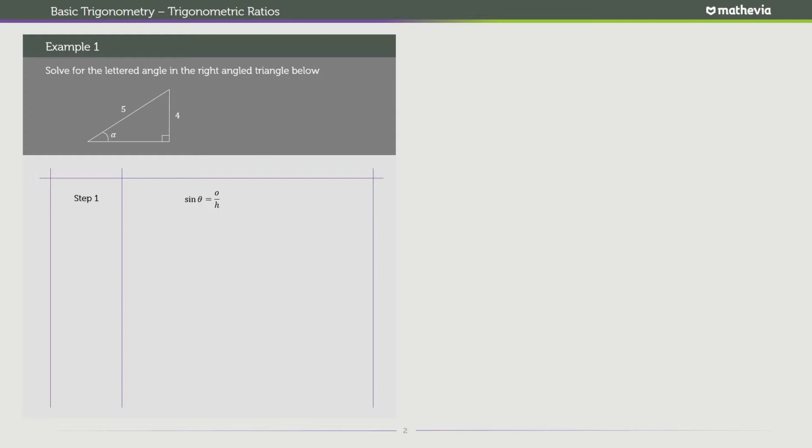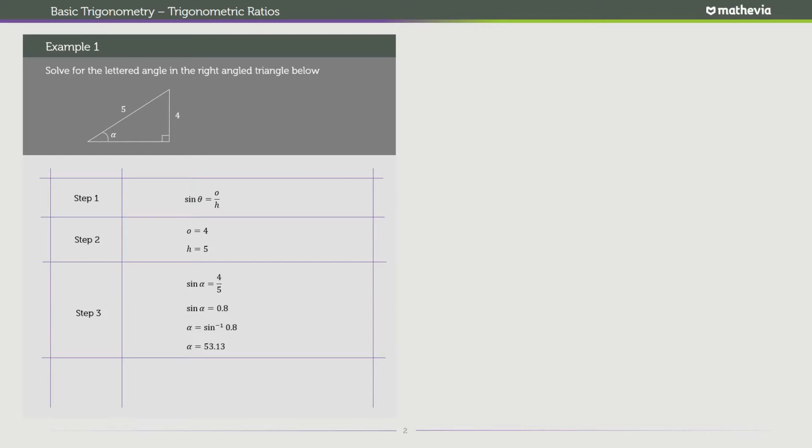Now, sine of theta equals O over H. In this case O is 4 and H is 5, which tells you that sine of theta equals 4 over 5, which is 0.8. Then to find alpha, not theta, alpha, you find sine inverse of 0.8, and this gives you 53.13 degrees. Very simple. If you're looking to find the angle and you're given two sides, you need to find the trigonometric ratio that relates those two sides.